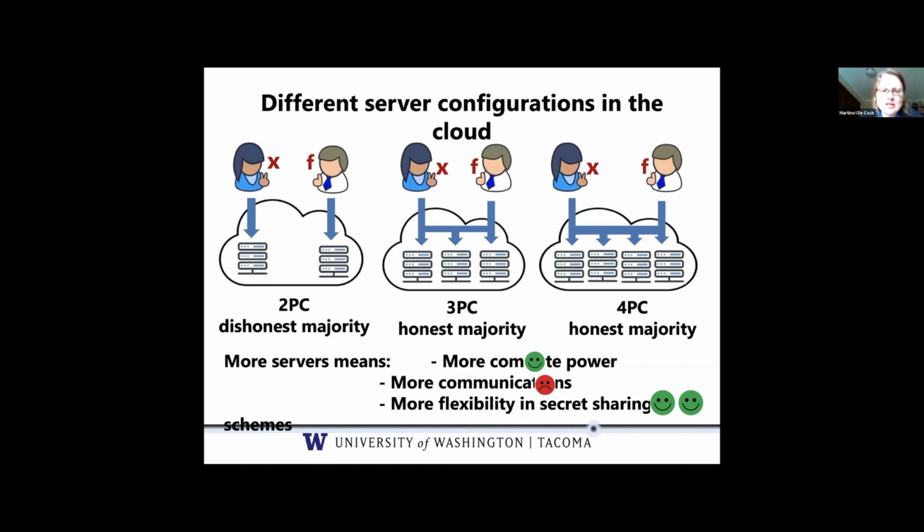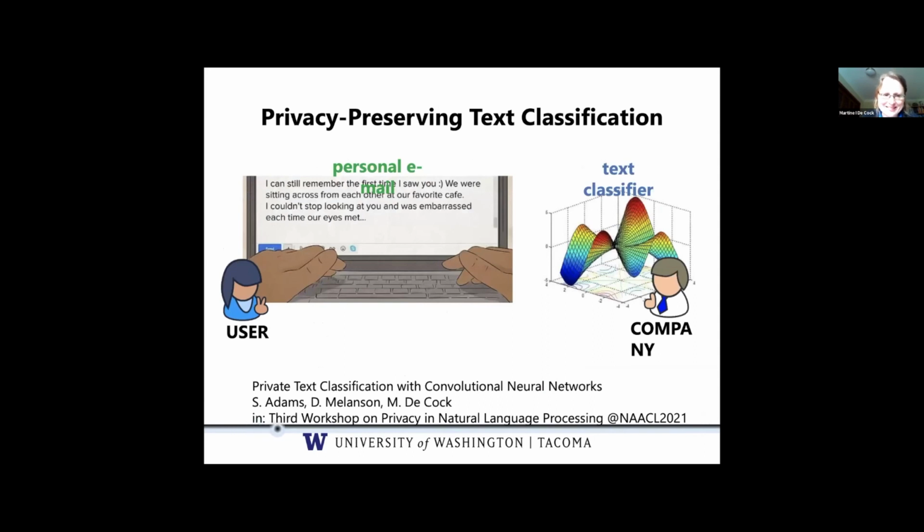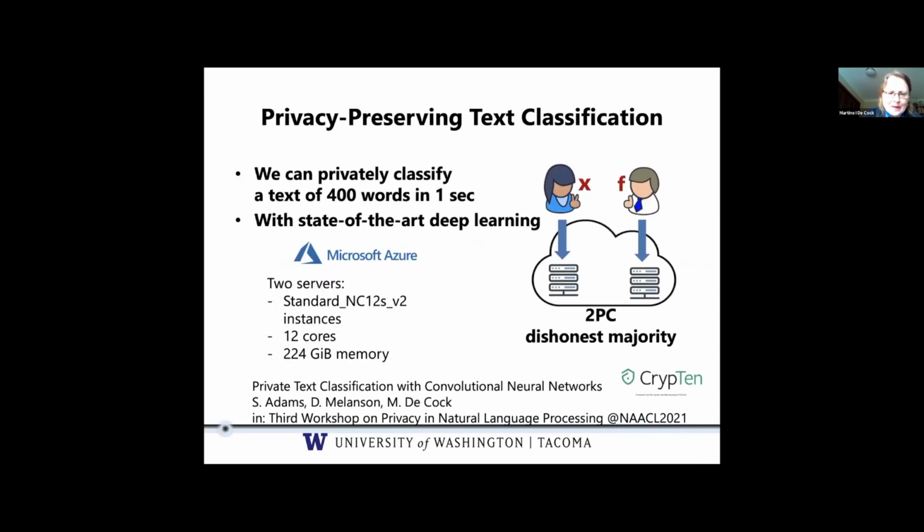And if you make some smart design choices there, you can really speed up your system. Okay. Now, does all of this work in practice? Yes, it does. We have successfully developed a fast cryptographic protocol for privacy-preserving text classification that can let a company, for instance, detect whether a user's email contains spam without the company needing to look at the email in an unencrypted manner. And our technique can privately classify about 400 words per second, which is very fast, with the state-of-the-art deep learning model that gives you very good accuracy.